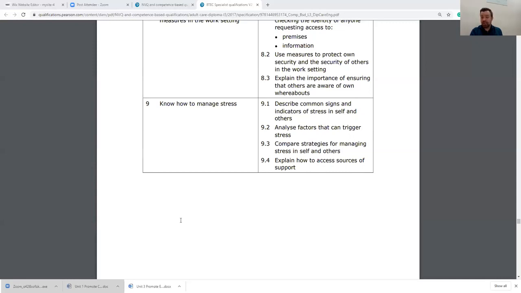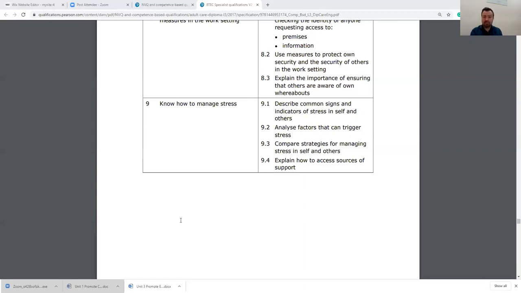9.3 is about your strategies in managing your stress. So again, what is it you're going to do when you find yourself in stressful situations? Some people find deep breathing helpful. Some people find talking helpful. Some people want to be on their own. Some people like to meditate. Some people like to listen to music. So whatever it is you do, think about how you can incorporate that in your place of work.